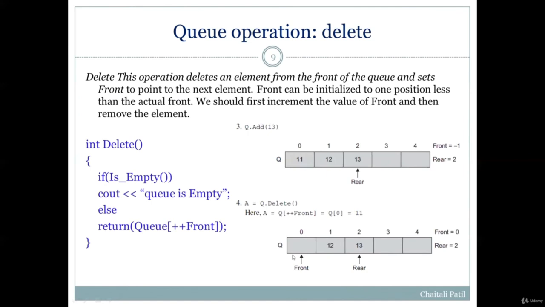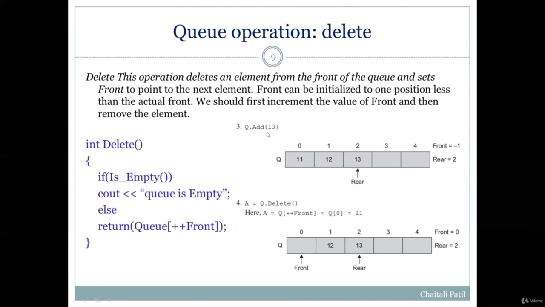Delete operation. Delete operation can be performed from the front end. So for the delete operation, we always increment the front pointer. But before that, we have to check whether the queue is empty or not. If the queue is empty, then give an appropriate message that the queue is empty and the element cannot be deleted. Otherwise, increment the front pointer first and take out the element from the front.